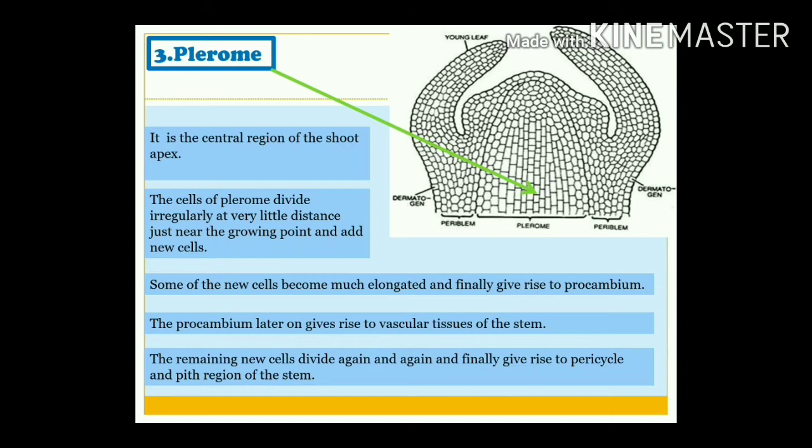However, according to the tunica corpus theory, the shoot apex comprises two zones, that is tunica and corpus. Tunica consists of one or more layers of cells forming the outer enveloping region, and corpus is the central core consisting of cortex, vascular tissue, and endodermis, etc.